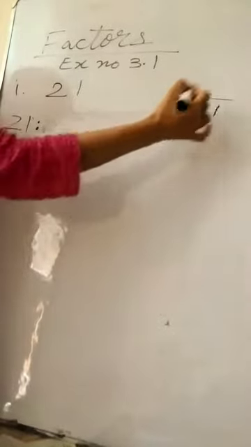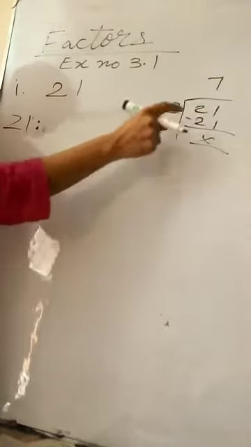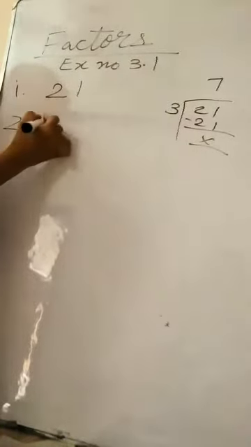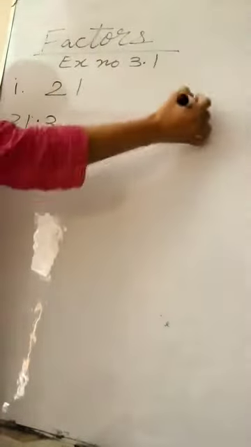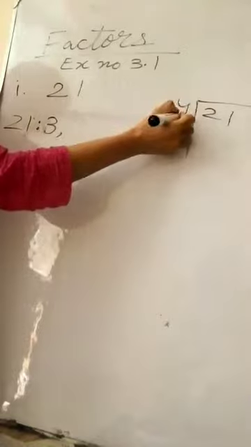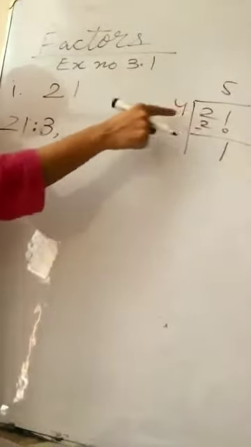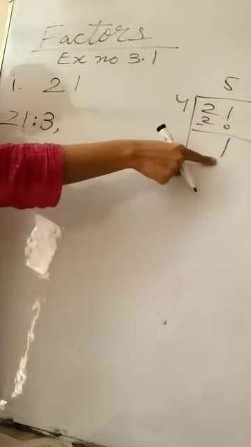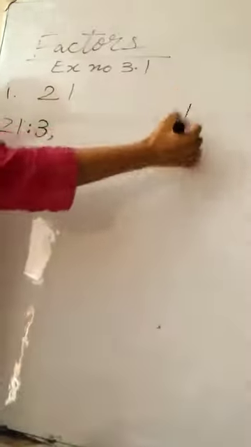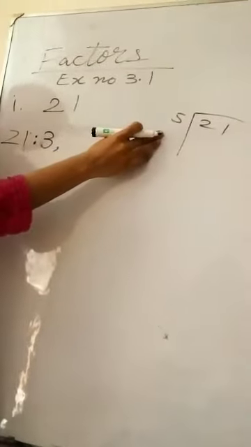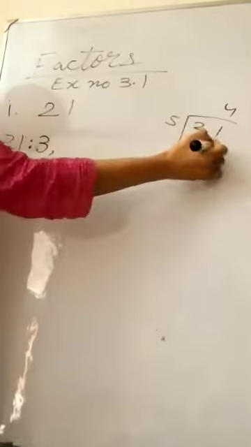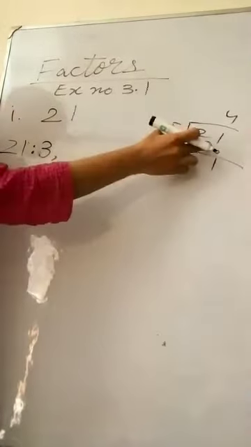Now we will check with 3. 21 with 3. 3 sevens are 21. Yes, 21 is divisible by 3. It means 3 is the factor. So write down 3. Then check with 4. 4 fives are 20, minus, 1. It means 21 is not divisible by 4 because we have a remainder. So 4 is not the factor. Then check with 5. We can read the times table of 5 and check. 5 fours are 20, 1. 21 is not divisible by 5.